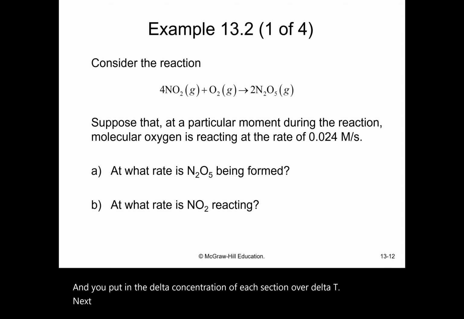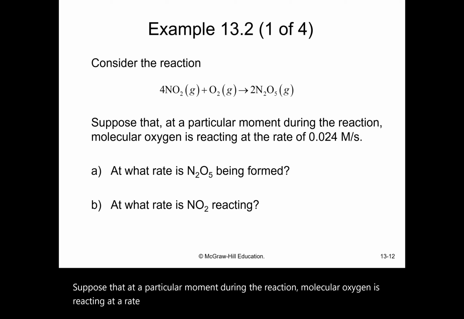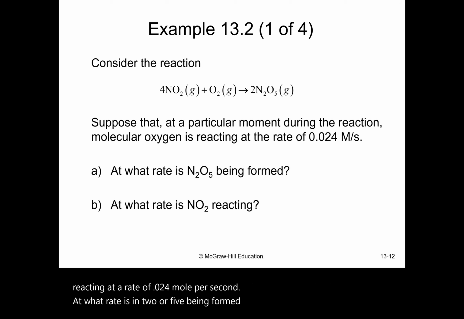Next example, consider the reaction 4NO2 gas plus O2 gas, creating 2 moles of N2O5. Suppose that at a particular moment during the reaction, molecular oxygen is reacting at a rate of 0.024 mole per second. At what rate is N2O5 being formed, and at what rate is NO2 reacting? Take a moment to pause this video and try to solve this problem.